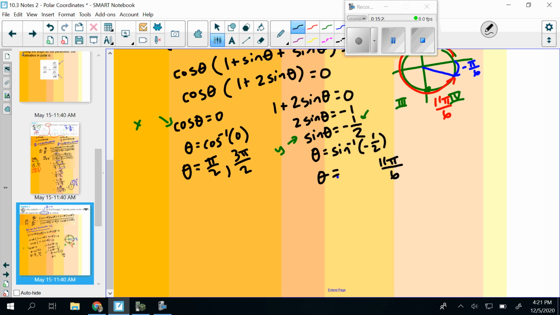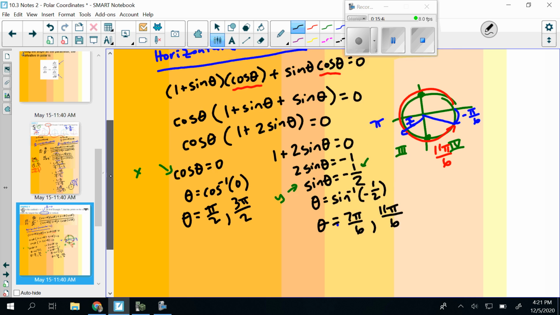The same angle in quadrant 3 should give us the same thing. So if we have an angle pi over 6 here, that would be it. So if we took pi, which is 180, plus pi over 6, we'd get the other one, which would be 7 pi over 6. So those would be the two angles there. So we got the horizontal ones.